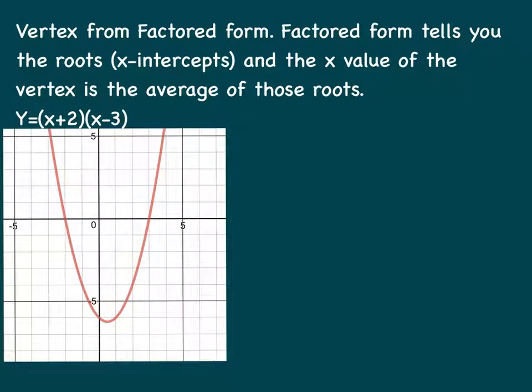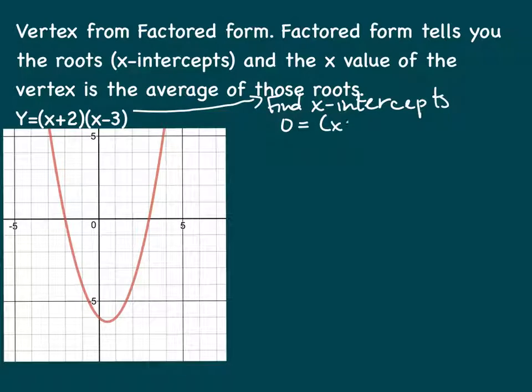So, finding the vertex from factored form. When we're in factored form, we get our x-intercepts like we talked about in the warm-up. Here we have the picture of the graph, but let's assume that we don't have that. So we're going to put 0 in for y. So 0 equals x plus 2 times x minus 3. We set both parts equal to 0 using the zero product property to guide us there. So x plus 2 equals 0, x minus 3 equals 0. Solve both.